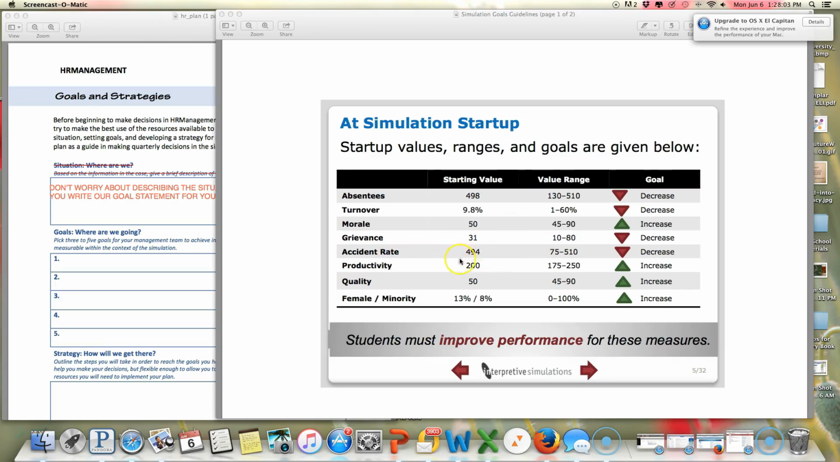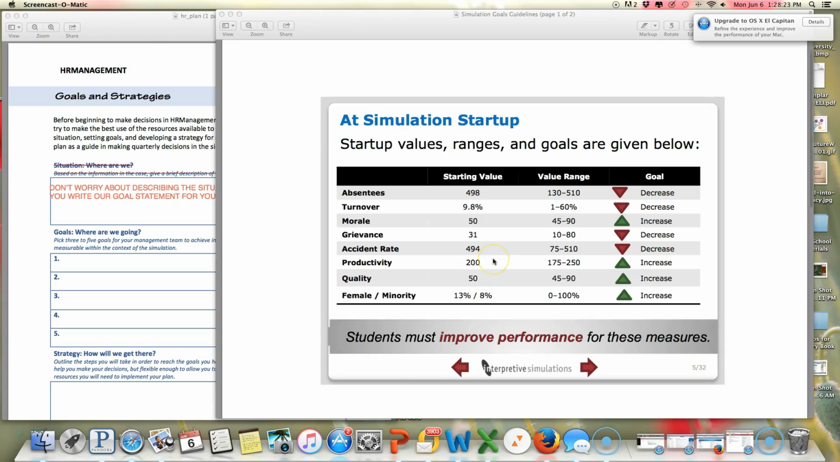And again, accident rate starts out fairly high. It can go higher, but we'd like to see it lower. We want to see it approach this number here, 75. It'll never go down to 0 because accidents do happen, but we want to make sure we decrease it as much as possible. In terms of productivity, again, our goal is to improve productivity.